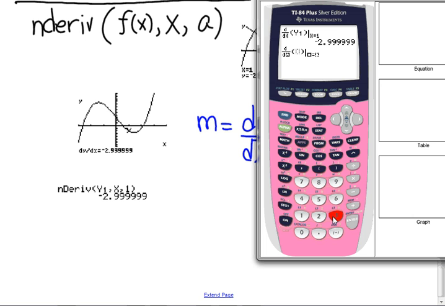So you can do the shortcuts, or you can go under Math, second quit. It's going to give me an error. And you go under Math, it's still nDeriv. You go down to 8. You will memorize where it is. There it is, 8. Okay?